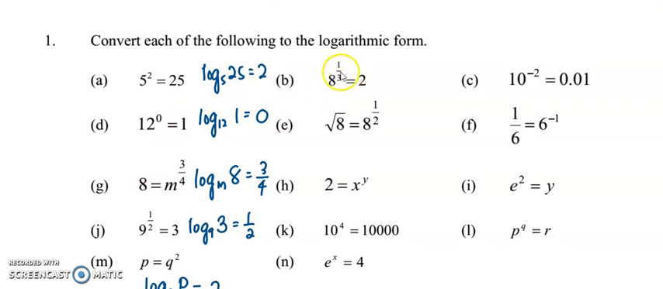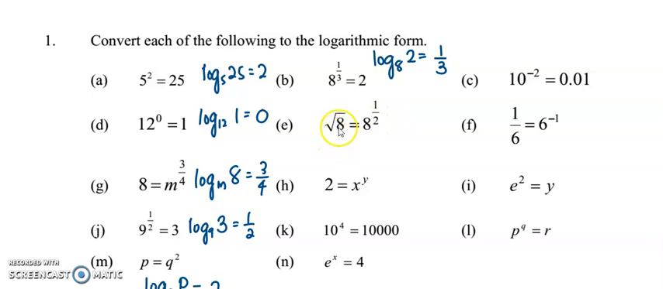Alright, 8 power of 1 over 3 equals 2. So change to the log form. Again, the base of the index is the same as the base of the log, that will be 8. And the 2: log 2 base 8 equals 1 over 3. Alright, 1 over 3 is the power of the index.